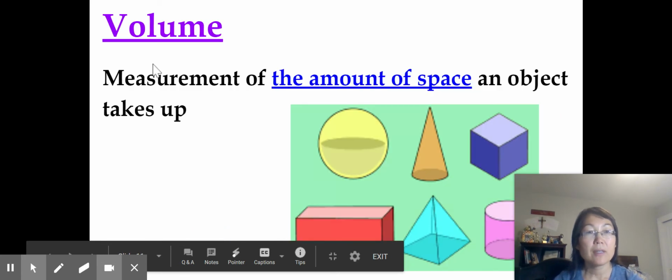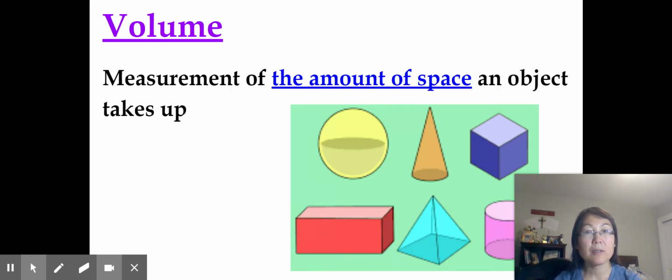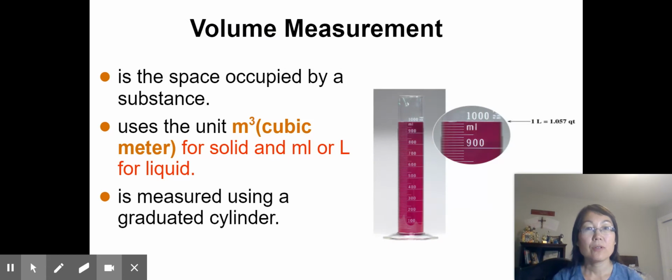For volume, it's talking about the space an object takes up. You may write those down if it's new to you. Volume is taking the measurements of the amount of space an object takes up, for anything that takes space, right? So how do we measure volume?